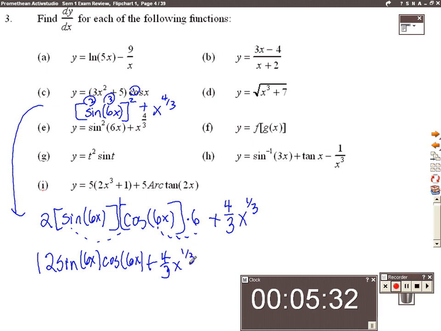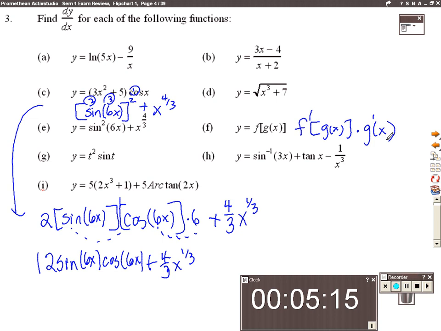Letter F, that is a symbolic derivative. There is clearly an inside and an outside, so the derivative of the outside would be f prime. Leave the inside alone. Then multiply by the derivative of the inside, and that's your classic chain rule.